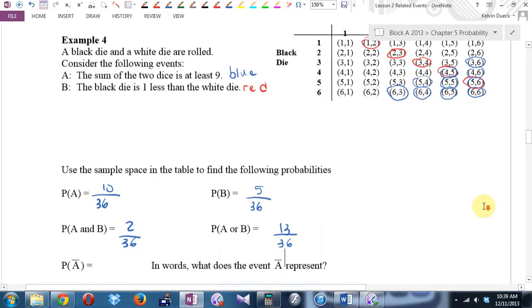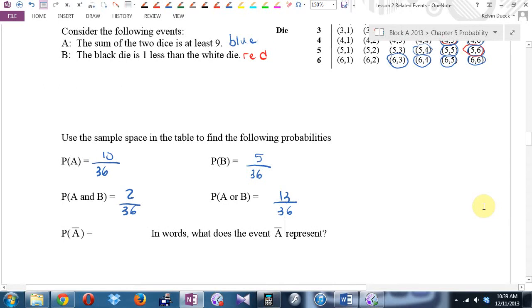What's the probability of not A? 26 out of 36. Did you count? Or did you use the complement? Who said 26? Did you count or did you use the complement? Yeah, right? Of 36, there's 10 that are successes. So 26 must not be A.